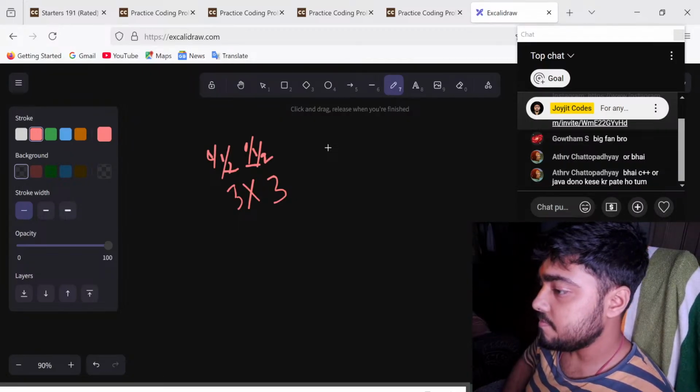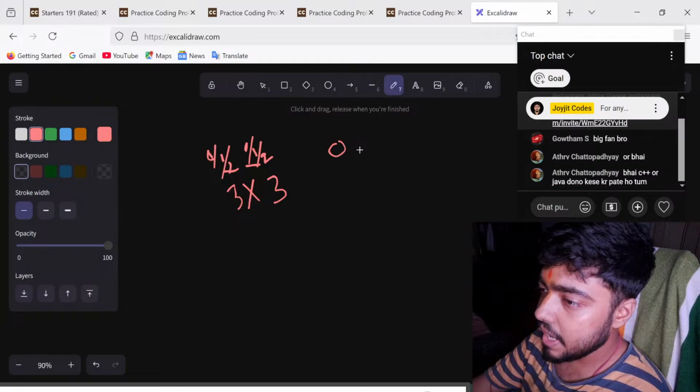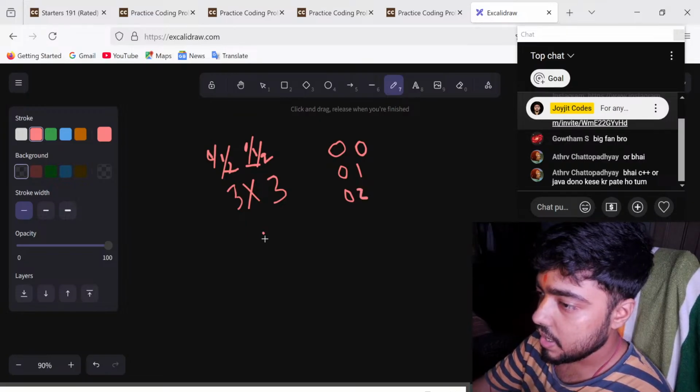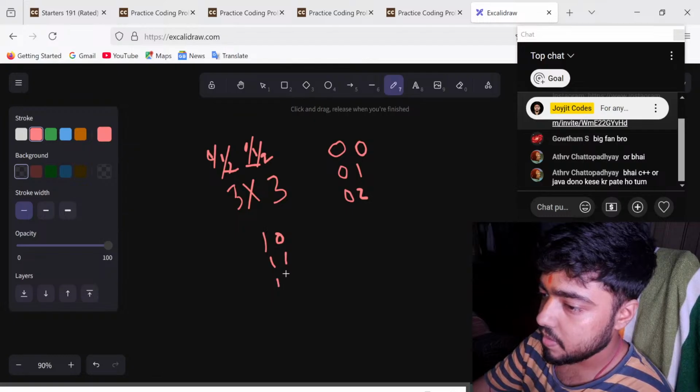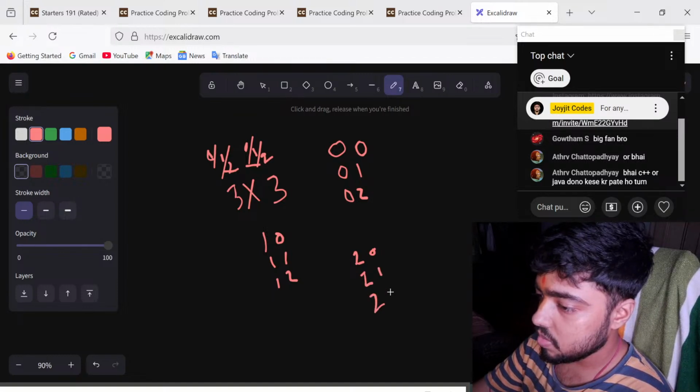Okay, so it can be 0,0; 0,1; 0,2, right? It can be 1,0; 1,1; 1,2. It can be 2,0; 2,1; and 2,2.